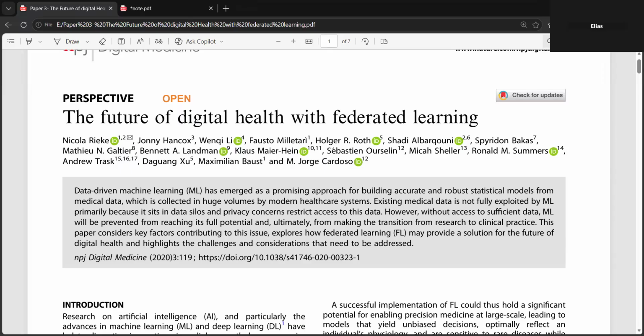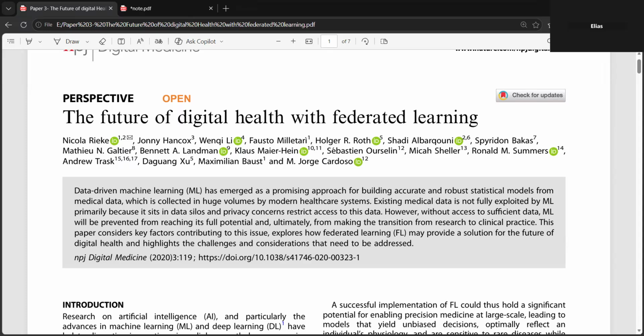Okay, so hello. Today we are gonna walk through the next paper, and this is quite related to the discussion that we had previously. This paper is about the future of digital health with federated learning, and it's a newer paper from 2020. So we're gonna discuss it today and see what the highlights from this paper are.